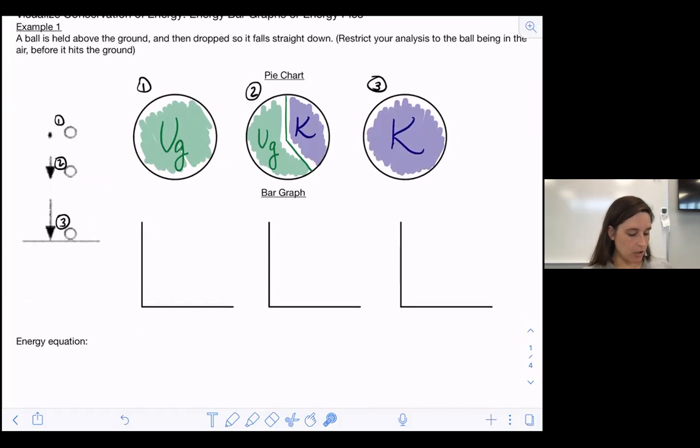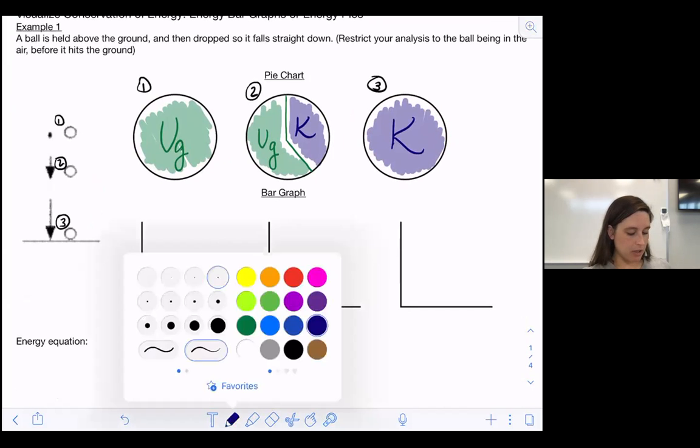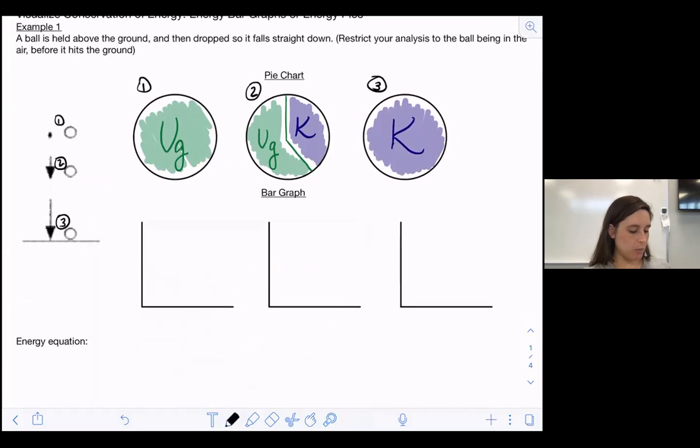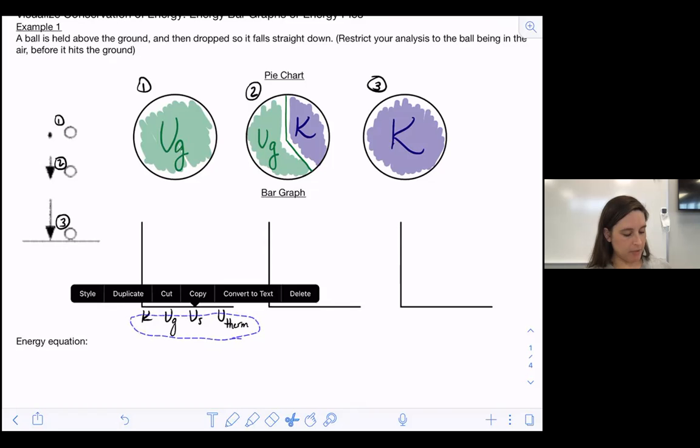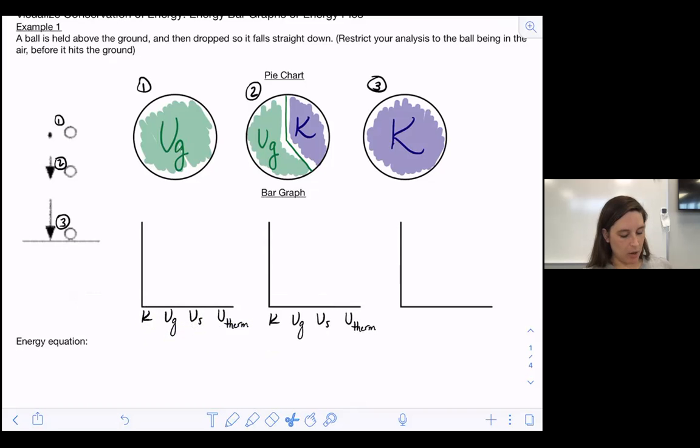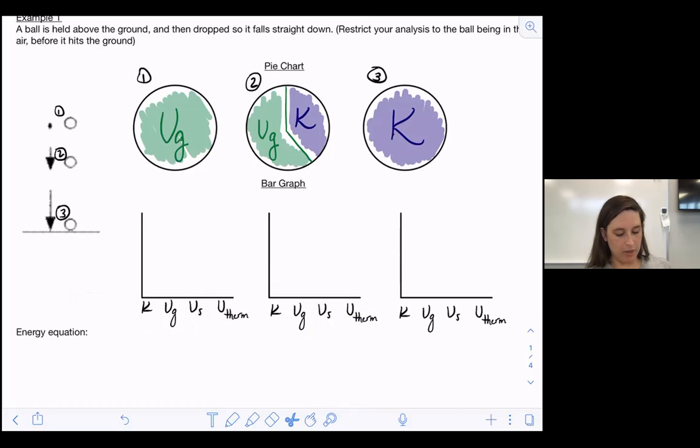Now, graphs can show this as well. They can be very useful, and some people prefer a bar graph as a way to show what the energy is doing. And so I wanted to familiarize you with them.